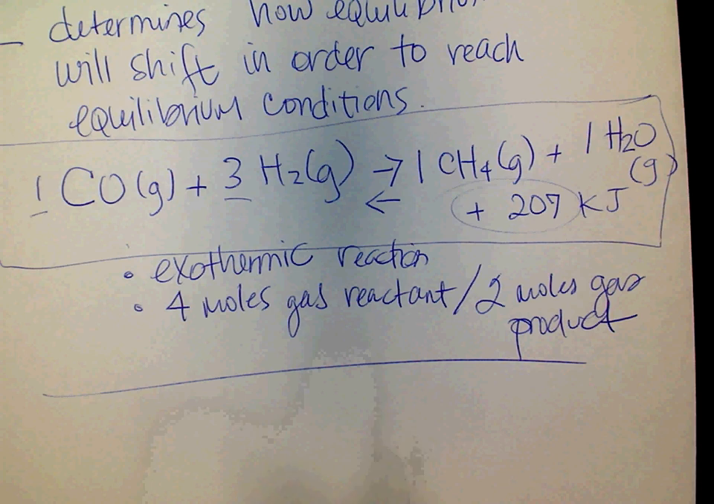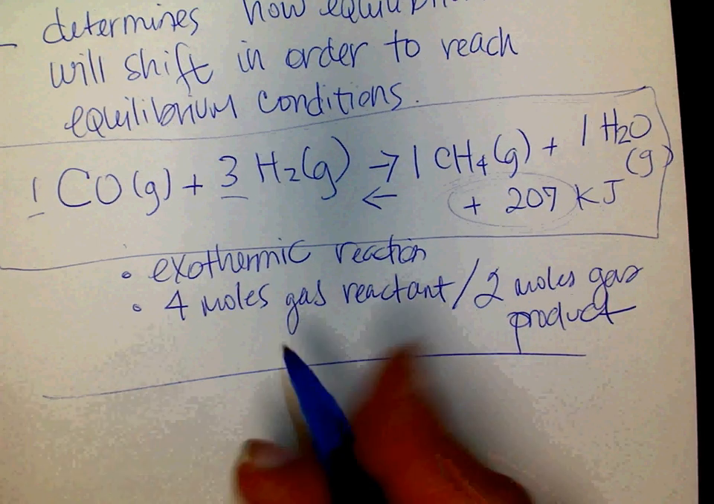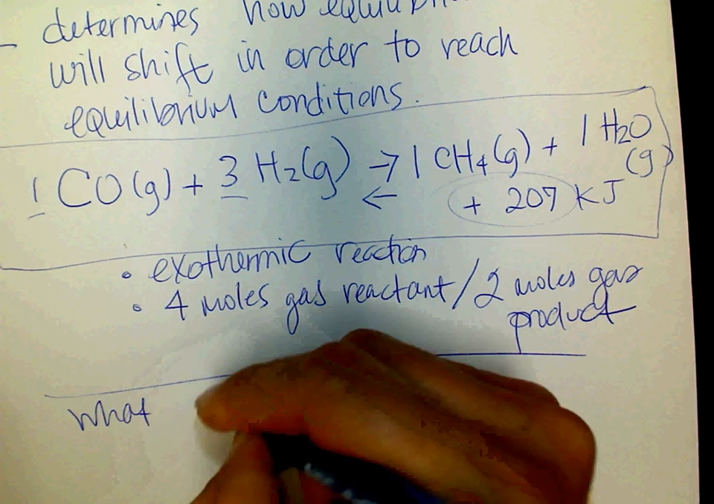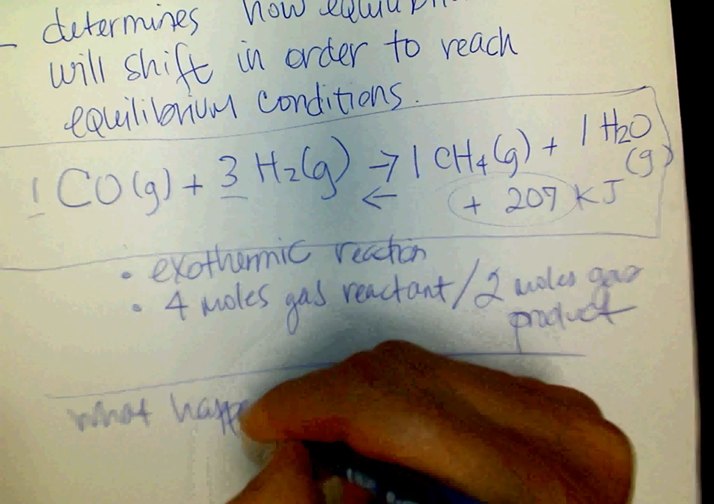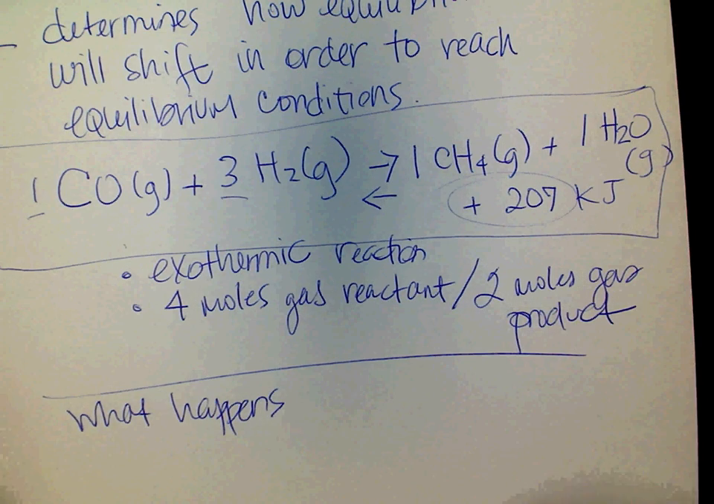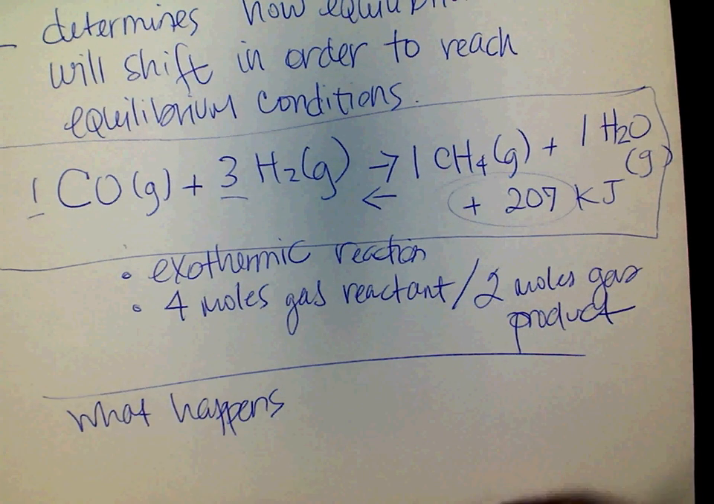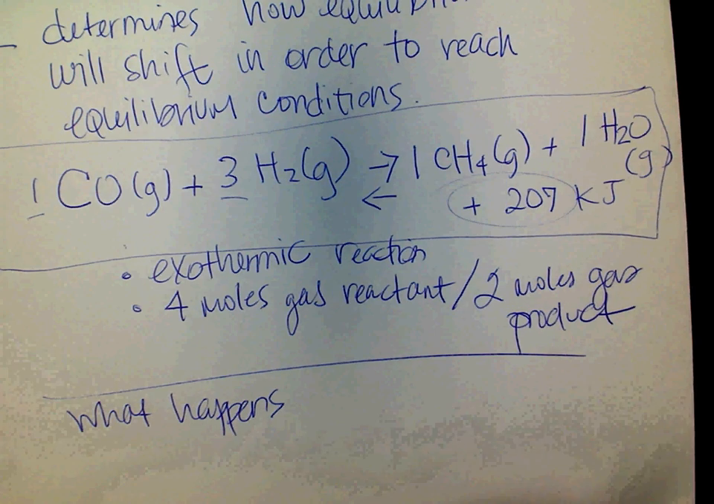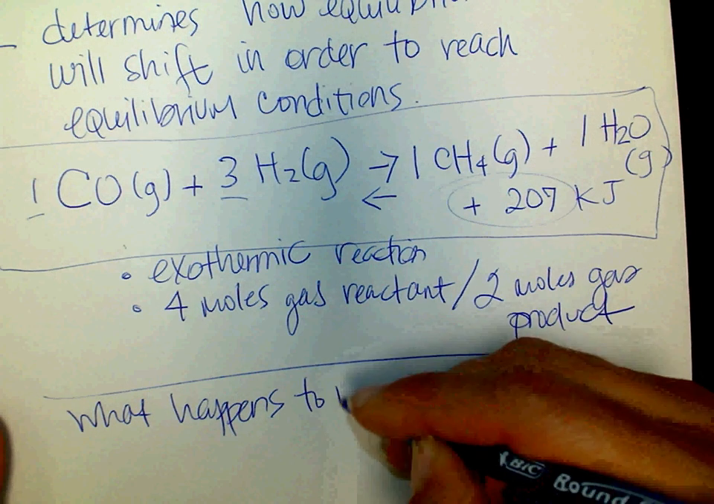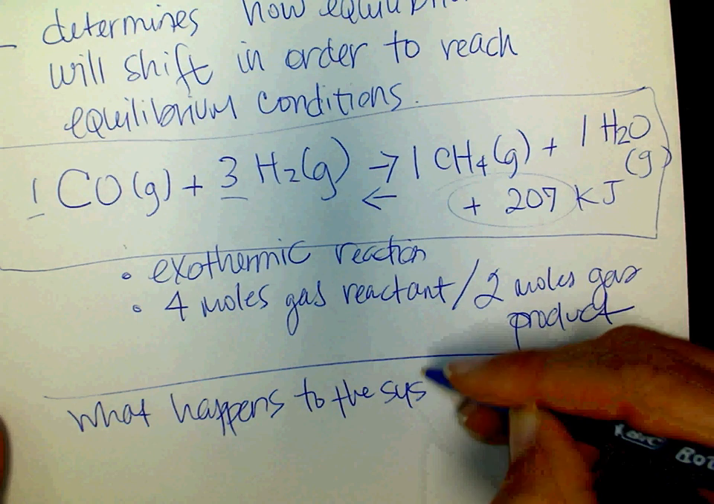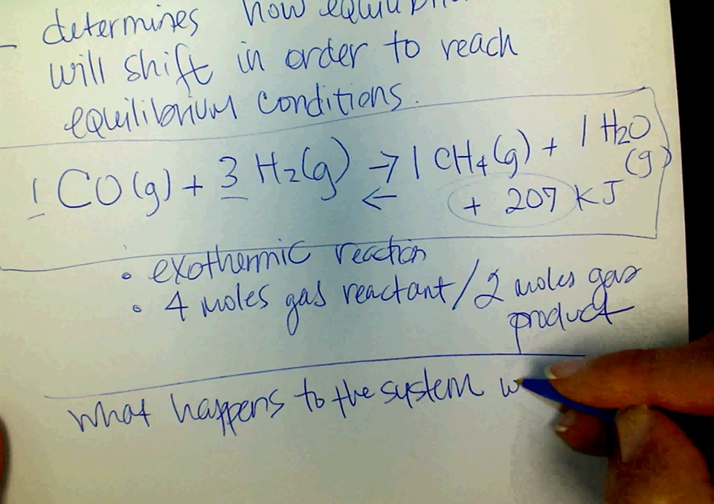Now, let's see what happens. Le Chatelier's principle says that if you run low on a reactant, you try to replace it. If you run low on a product, you try to replace that, okay? What happens to the system, all right, with the following changes?